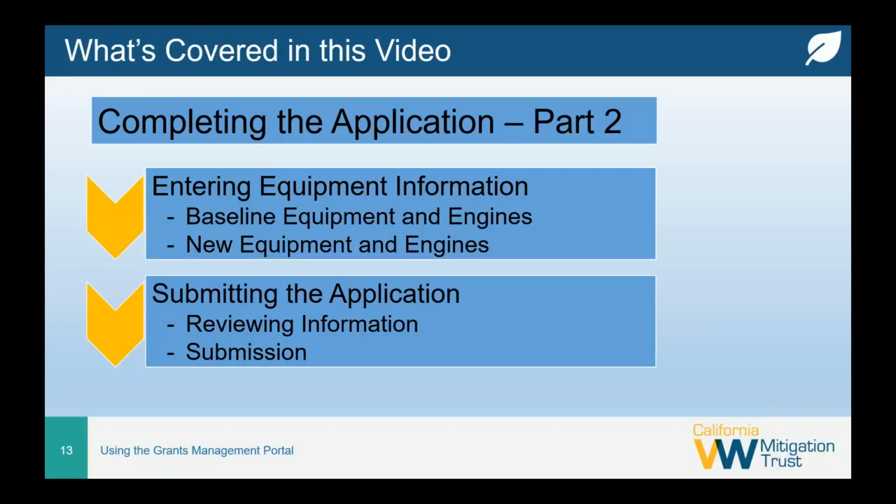In this video, we will cover how to enter detailed information about the existing equipment that is proposed to be replaced and the new proposed replacement equipment. We will go over how to provide information about the baseline equipment, baseline engines, new equipment, and new engines. We will end by discussing how to review and submit the application, and also go over how to avoid or address some common error messages.